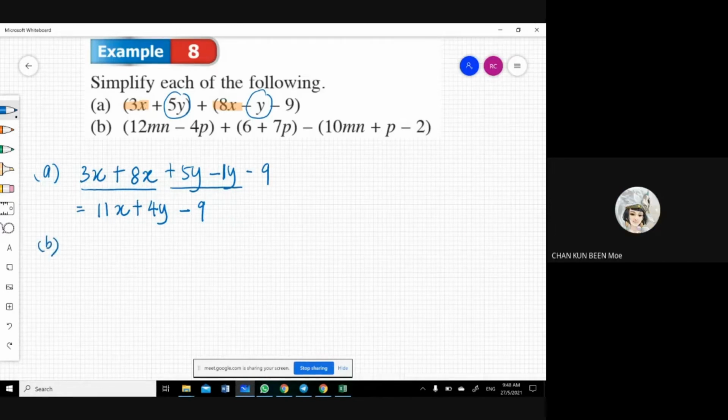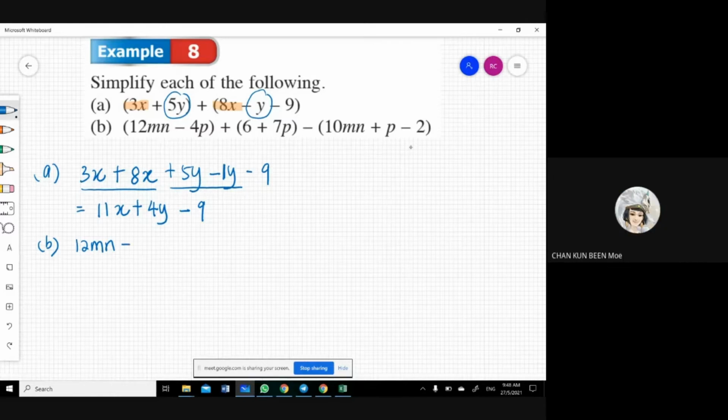So now B, we have a very long expression. You can see 12mn. While we are reading, try to identify the like terms. 12mn minus 4p plus 6 plus 7p minus 10mn plus p minus 2. Okay, tell me the first pair of like terms. 12mn and 10mn. Very good. 12mn. Do we plus or do we minus 10mn?